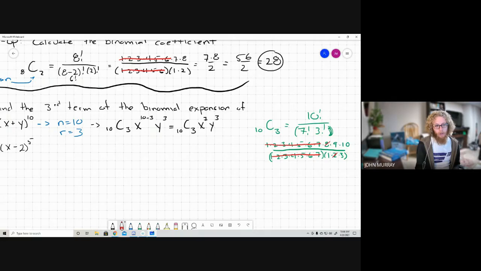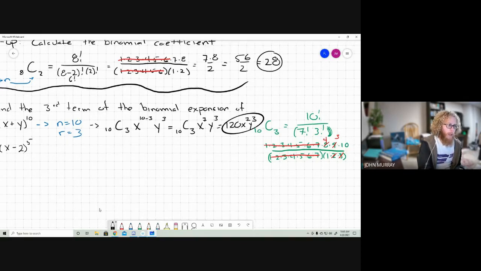I can get rid of this 2, divide it into the 8. That's going to leave me with a 4. I can get rid of this 3, divide it into the 9, and that's going to get me 3. So 4 times 3 is 12. 12 times 10 is 120. So the final answer is going to be 120 x to the 7th, y to the 3rd. All right, and I'll show you how we can double check that in a moment.